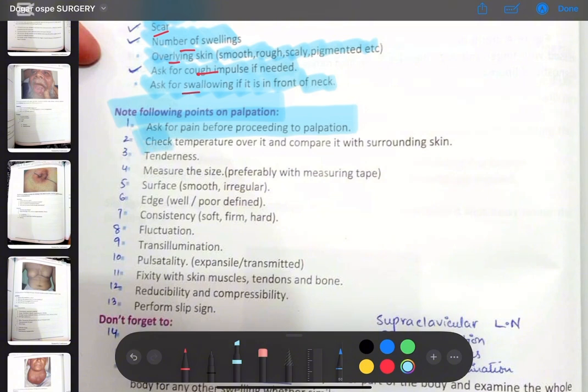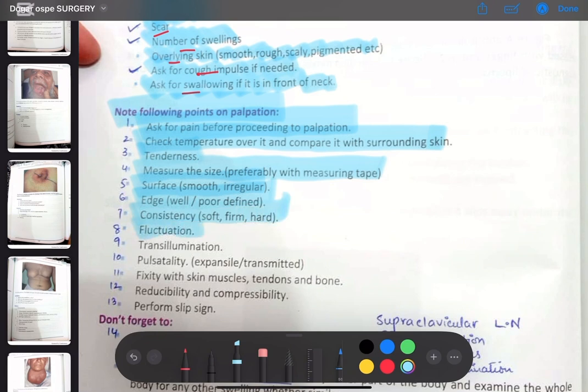Then check the temperature over it and compare it with the surrounding skin. Then check for the tenderness. Then measure the size, preferably with a measuring tape. Then check the surface, whether it is smooth or irregular. The edge, that is, whether it is well or poorly defined. Consistency, which is soft, firm or hard.